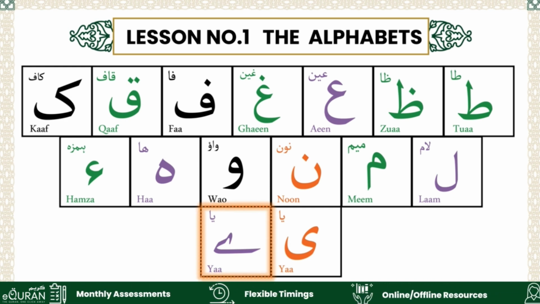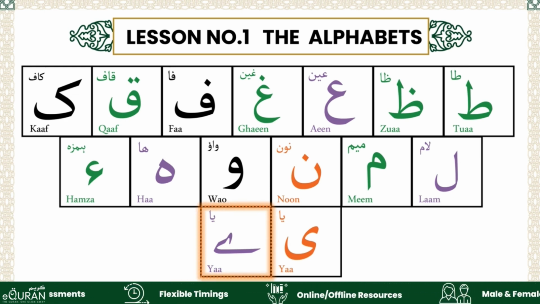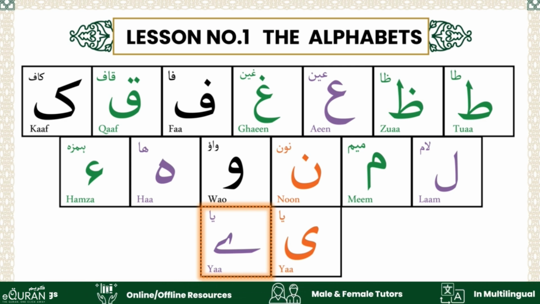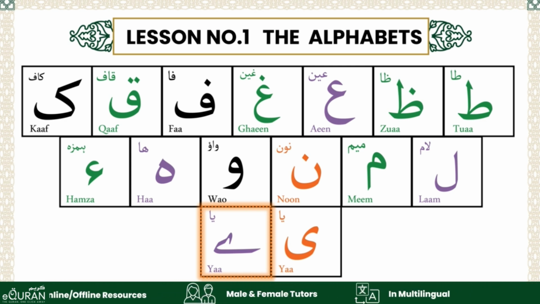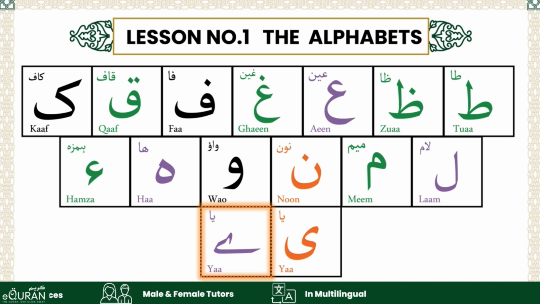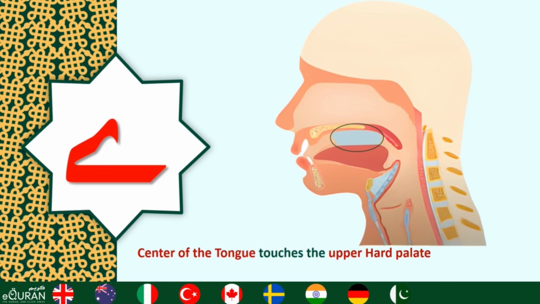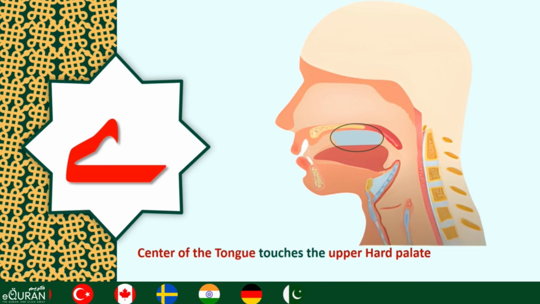There is last one letter again ya. The first one ya and the second one ya has same makhraj, but there is just a difference between the shapes and between the structure. We'll understand why we are writing these two ya different. Inshallah ta'ala, we'll learn in our next lessons. So ya and ya has same makhraj. Center of the tongue touches the upper hard palate and we will say ya.